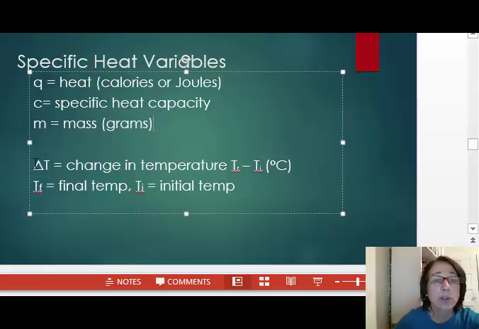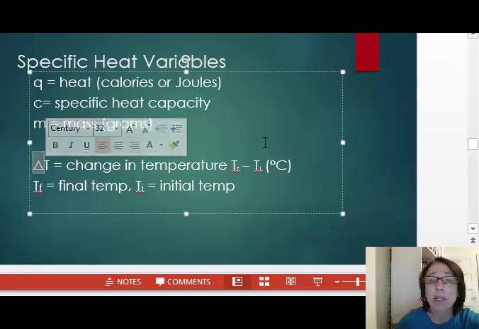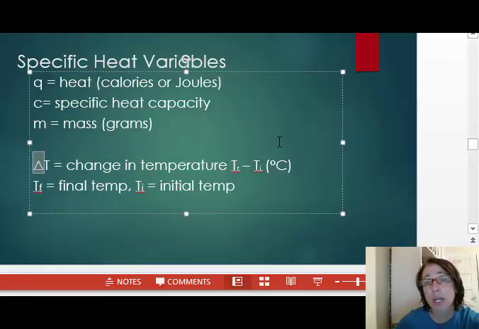This triangle stands for capital Greek letter delta, which often means change in science. Capital T stands for temperature. Thus, delta T stands for the change in temperature caused by the addition or loss of heat. The change in temperature is defined as the final temperature, or capital T subscript F, minus the initial temperature, or capital T subscript I. The Celsius scale is used for the temperature measurements.